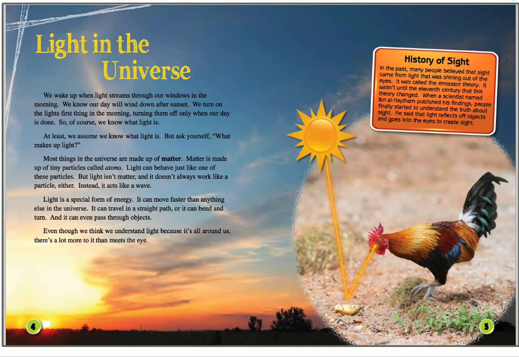The history of sight. In the past, many people believed that sight came from light that was shining out of our eyes. It was called emission theory. It wasn't until the 11th century that this theory changed, when a scientist named Ibn al-Haytham published his findings. People finally started to understand the truth about sight. He said that light reflects off objects and goes into the eyes to create sight.